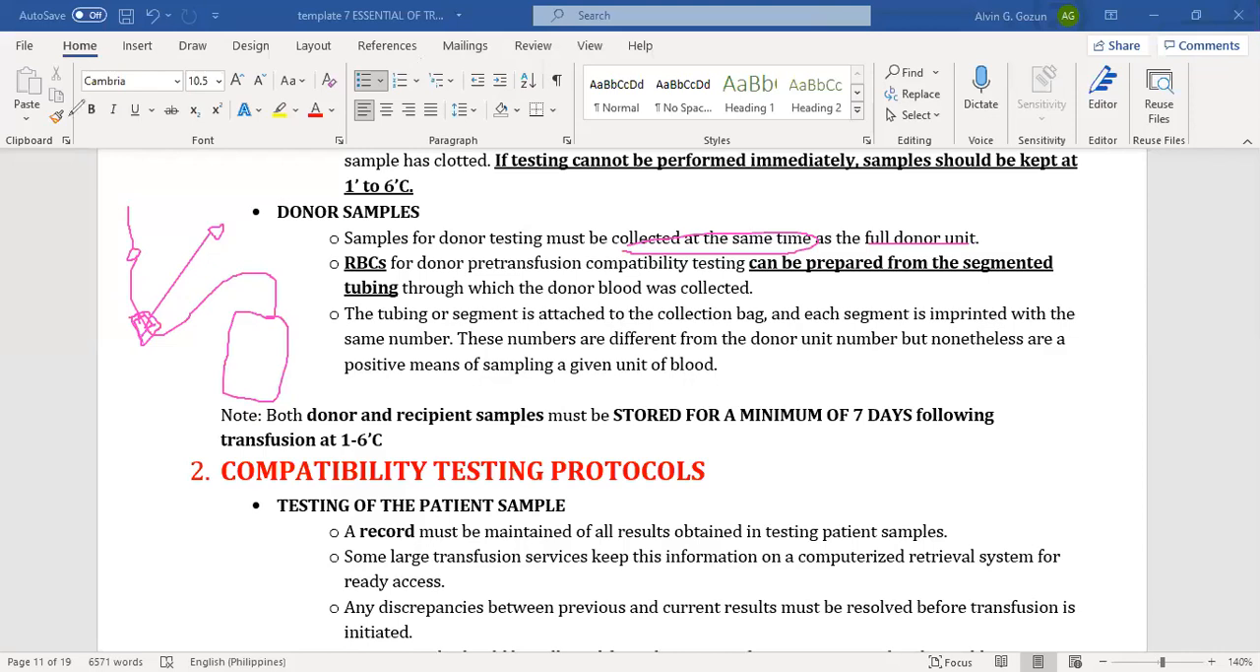Next, note, both donor and recipient samples must be stored for a minimum of 7 days. Again, yung viability lang nung donor and recipient samples or patient samples, okay, viable lang siya for 7 days following transfusion at 1 to 6 degrees Celsius. Okay?